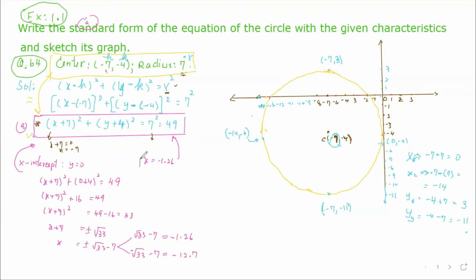Okay. So x is minus 1.26, plus 7, power 2, right? And plus y plus 4, power 2, equal to 49. So then what we have here, replace x in there. So far we know x is minus 1.26. 1.26 should be somewhere around this point. So this point should be minus 1.26, really close, right?